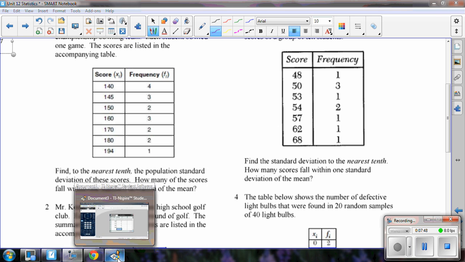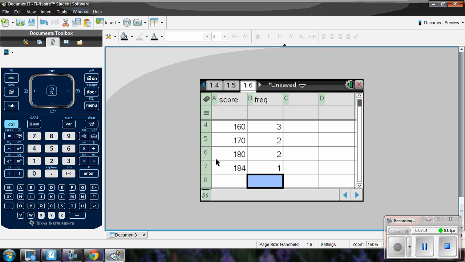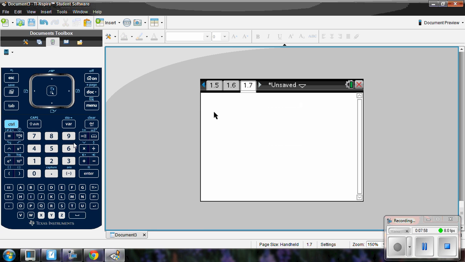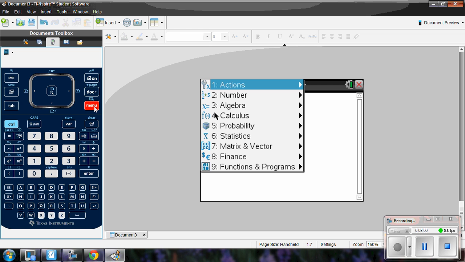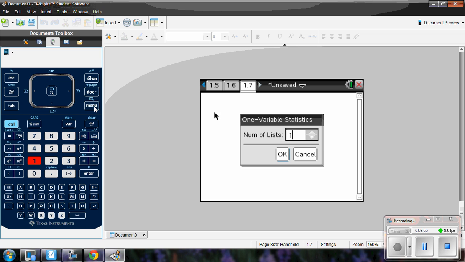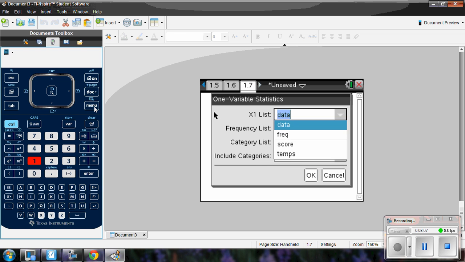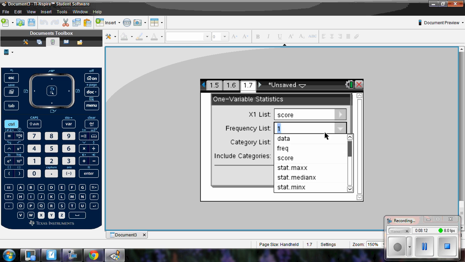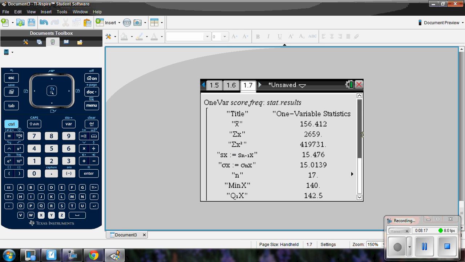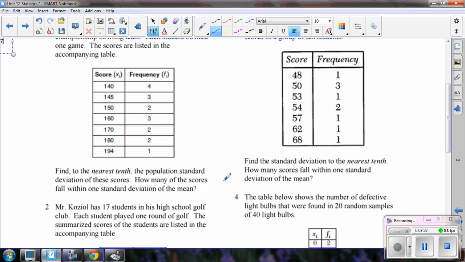And we're going to go over to our Inspire document where I have this information. And we're going to get a new page so that we can run the calculations. And again, this is still a 1-bar calculation. So 6, 1, 1. And this time our X list is called score, but we want our frequency list to be called frequency. And you hit OK. And now we have our mean to be 156.412.